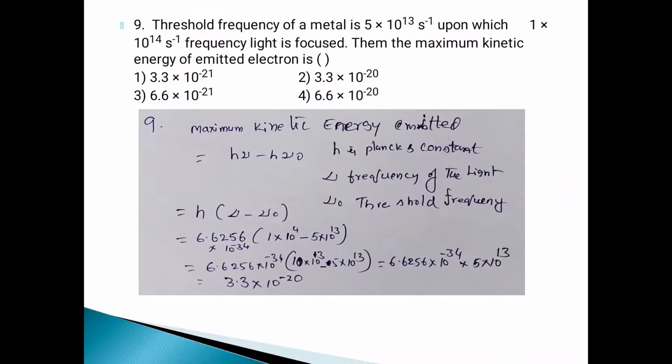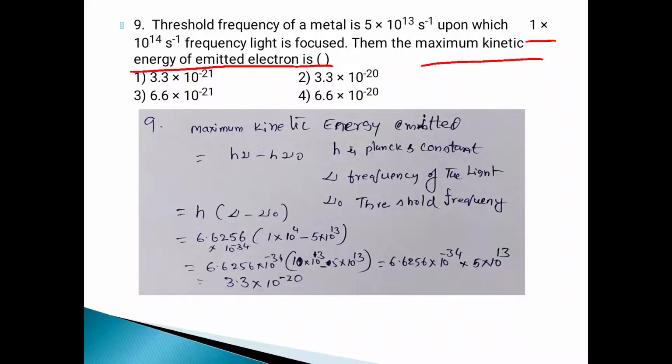Ninth one: the threshold frequency of the metal is 5 into 10 to the power of 13 per second, and light of frequency 1 into 10 to the power of 15 is focused on it. Then the maximum kinetic energy is emitted. That means here, in the frequency below the threshold frequency, if you focus that frequency on the metal, we will not get any electrons.